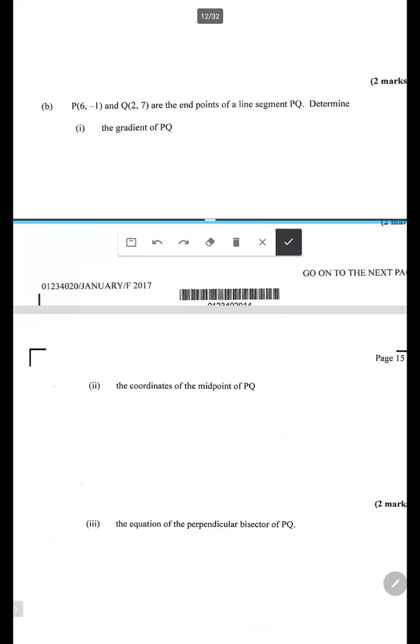Now remember, the midpoint is the average point, right? So it's the average of the 2 x values and the average of the 2 y values. So let's call the midpoint capital M. The midpoint M is the average of the x values and the average of the y values between the 2 points. The x values are 6 and 2, you average them, and the y values are negative 1 and 7.